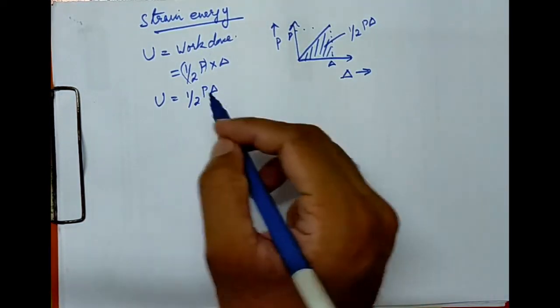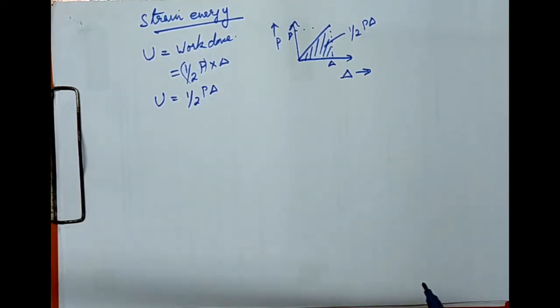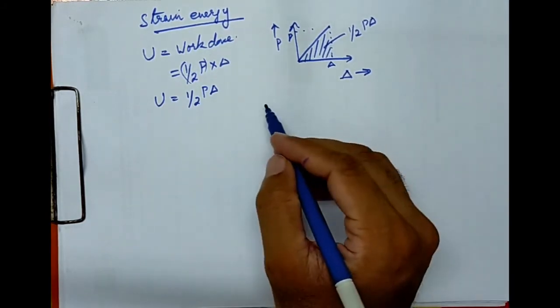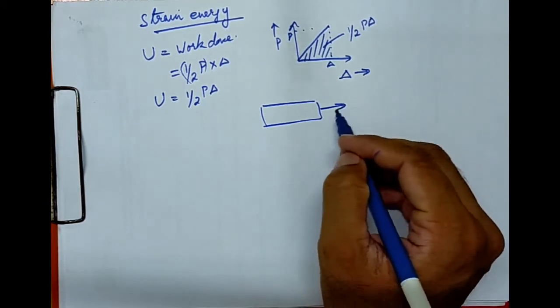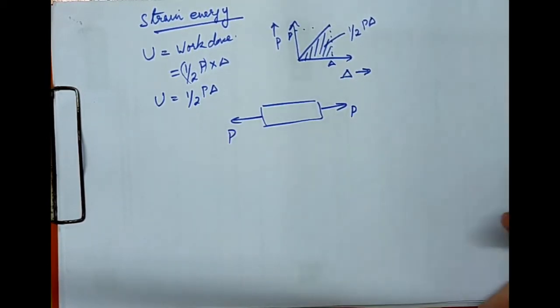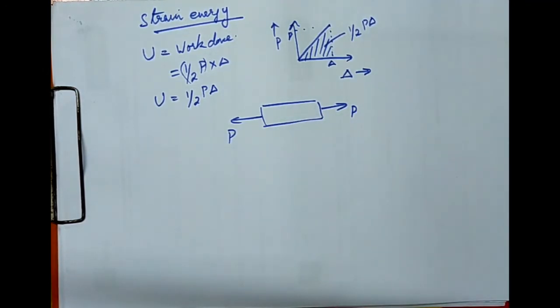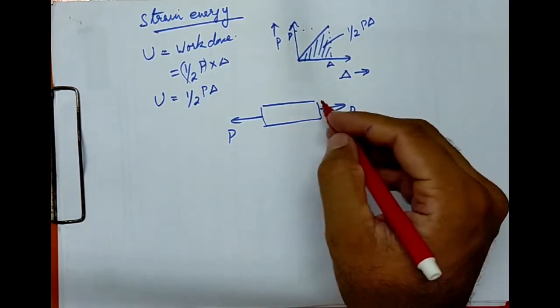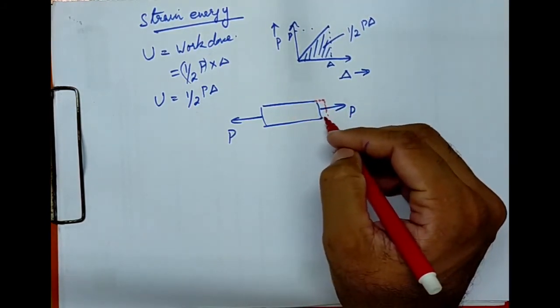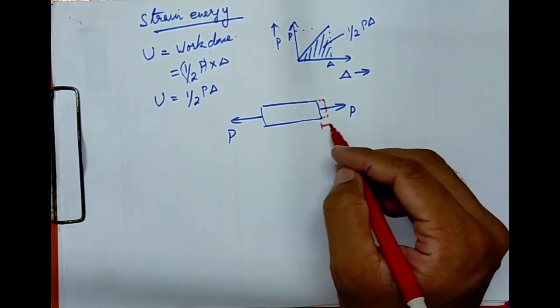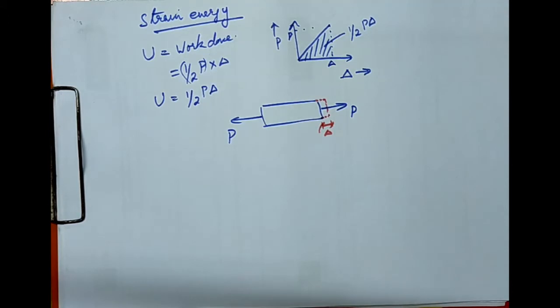You have reformed this equation by substituting the value of delta in terms of P and so on. From mechanics of solids, you might have learned that if you have a rod subjected to a tensile force P, it gets elongated by a certain amount because of the applied force. I'm calling this amount delta, the deflection or elongation that happened due to the applied force P.